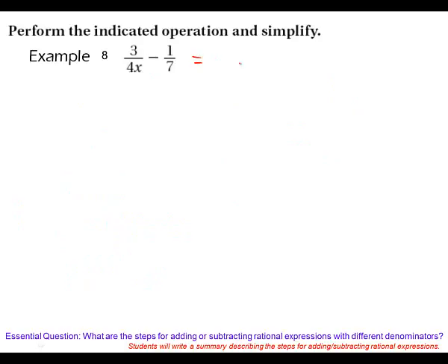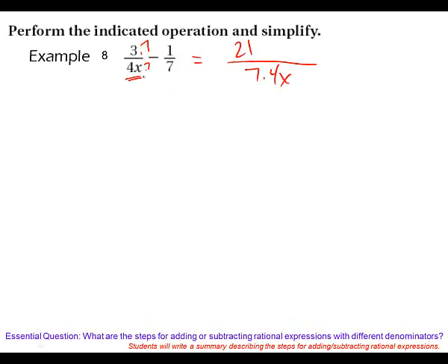All right. If I broke these guys down, would there be anything they have in common? No. So our LCD is going to be 7 times 4x, right? So now I have to decide what's missing in each denominator, and multiply by what's missing. So in this denominator, compared to our common denominator, what's missing? 7. So I multiply top and bottom by 7. So what's 3 times 7?